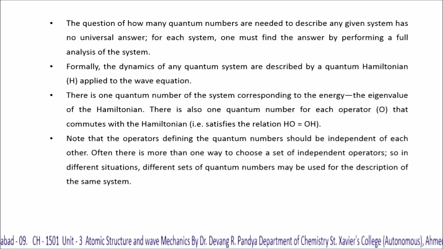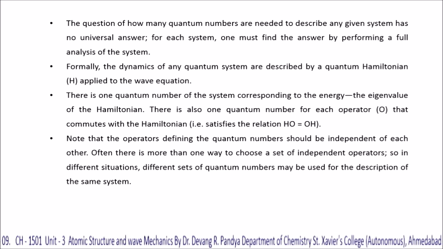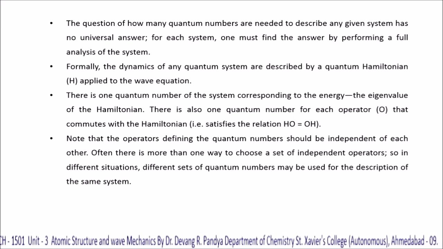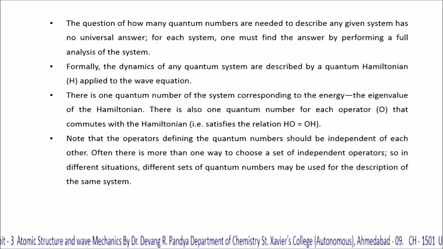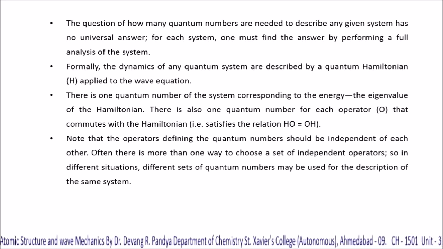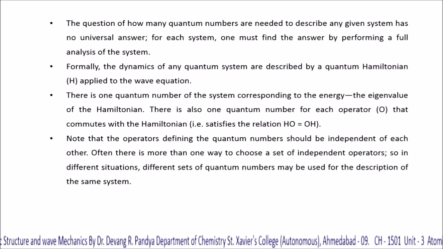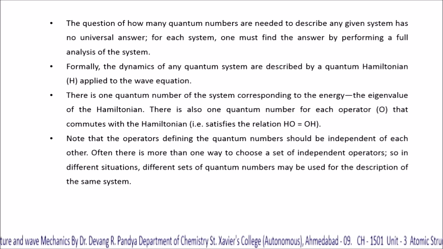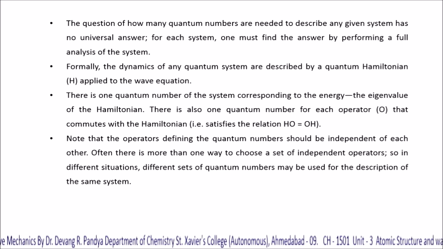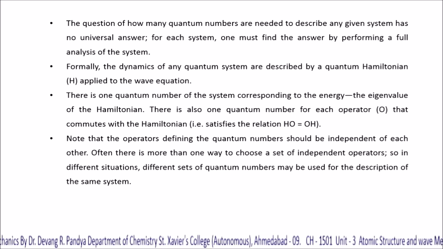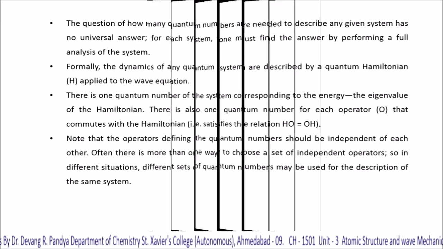Note that the operators defining the quantum numbers should be independent of each other. Often there is more than one way to choose a set of independent operators. So in different situations, different sets of quantum numbers may be used for the description of the system.